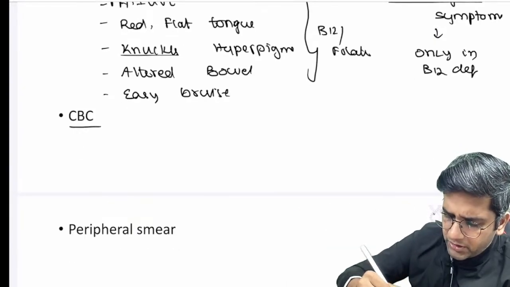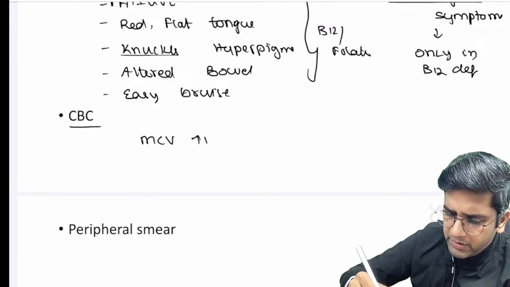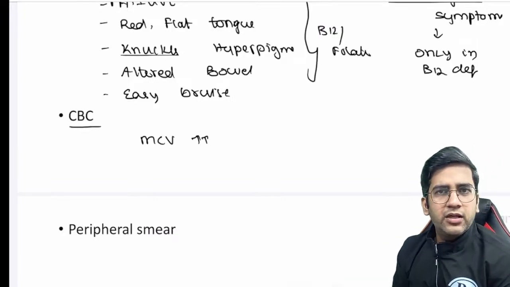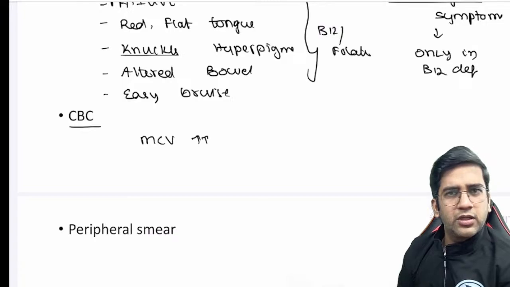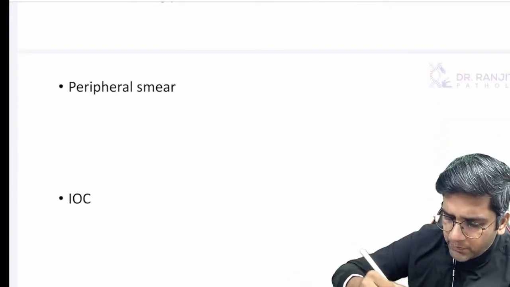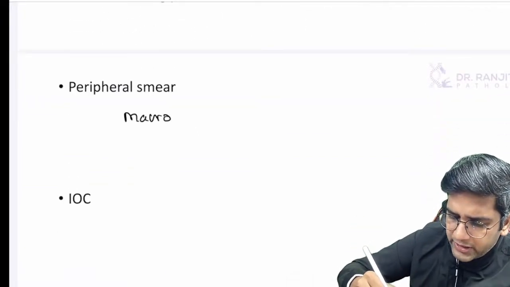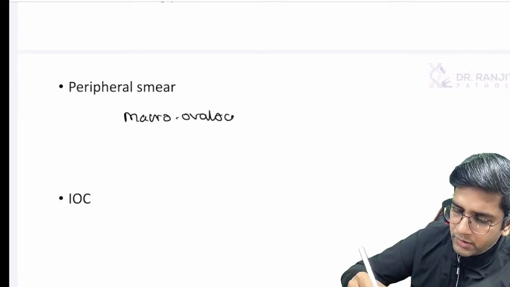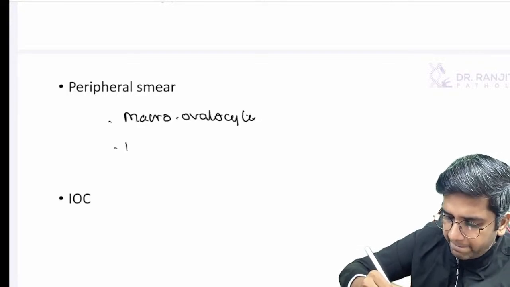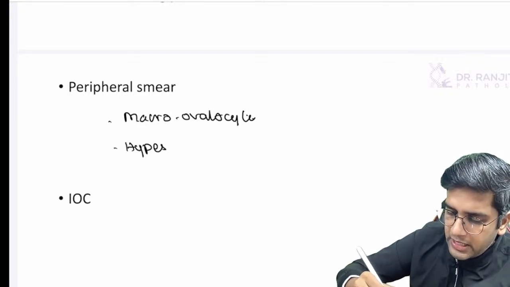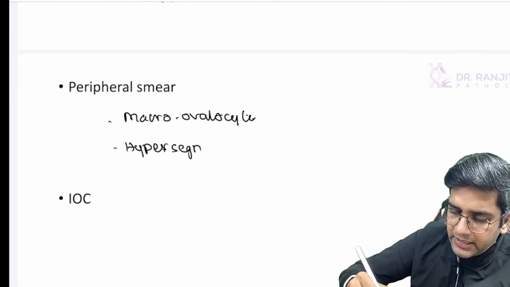For CBC, the only thing is my MCV is going to be bigger, right? More MCV will be there. The mean corpuscular volume becomes more, that's all. Peripheral smear, it's simple, you guys know. You can write macro-ovalocytes. Other one is hypersegmented neutrophil. Macro-ovalocytes are a very early finding.